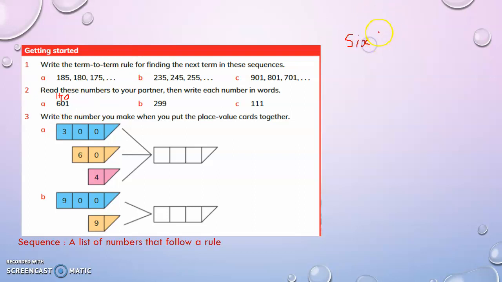600. 601. Now, ones, tens, hundreds. This is 299. 200.